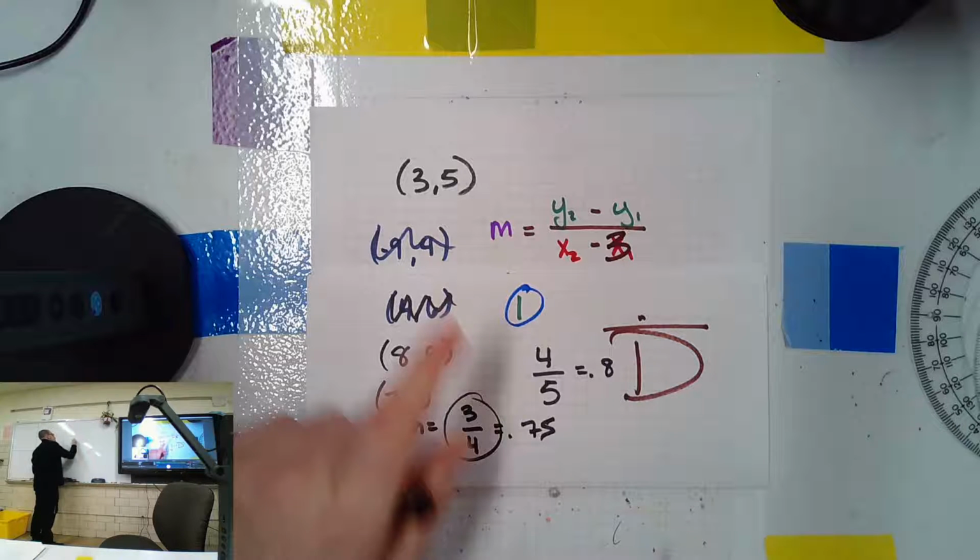(2, 1). Alright, so we subtract the x values, right? That's going to give us our run. So we get 3 minus 2, which is 1, and then 5 minus 1, which is 4. So we get 4 over 1. Well, I did the other way. I did 2 minus 3, which is -1. What's 1 minus 5?